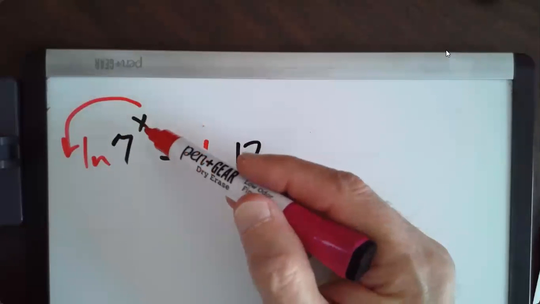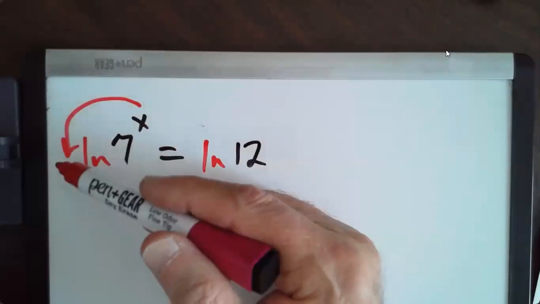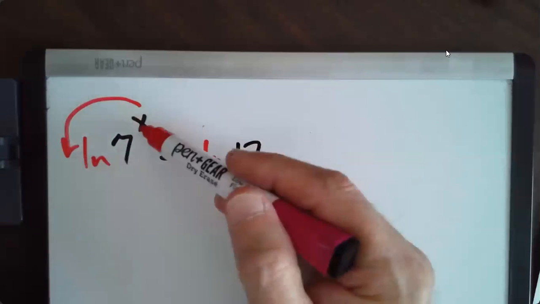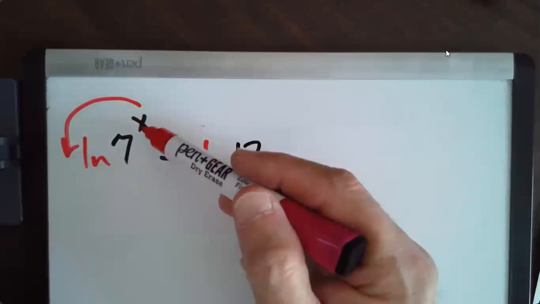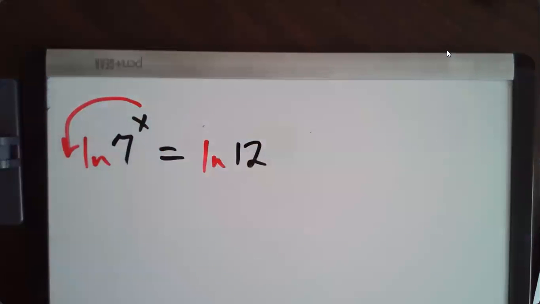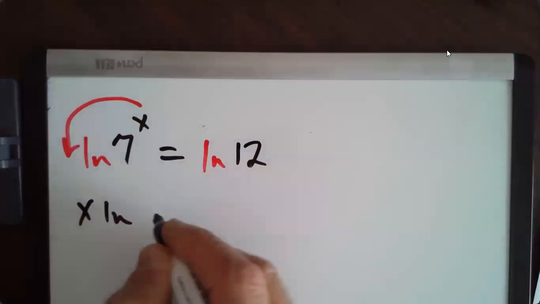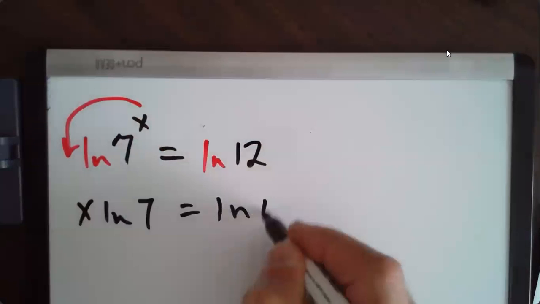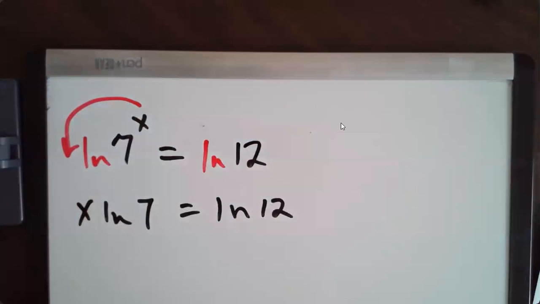Once we do that, we can bring the x down from an exponent to a product, because we can't solve for x as long as it's up there as an exponent. So that becomes x ln 7 equals ln 12. And let me see if any of these require it to be in exact form. No, it doesn't.